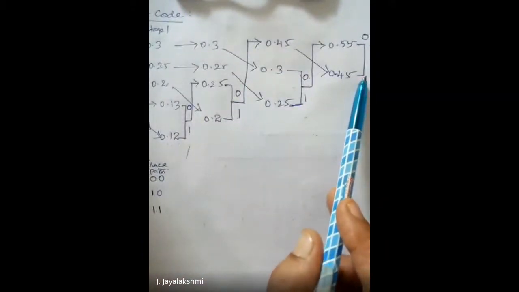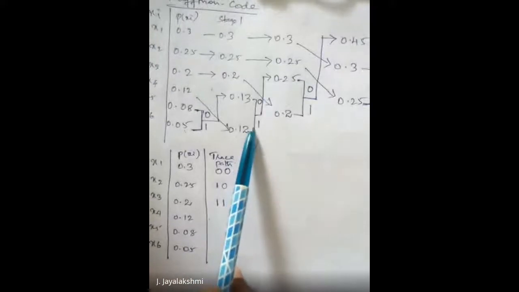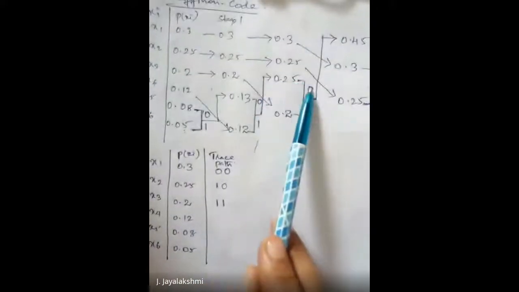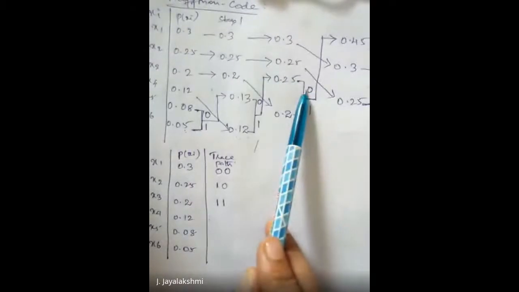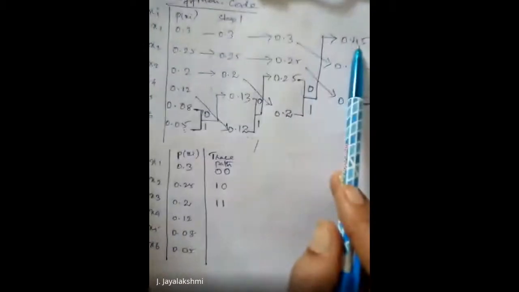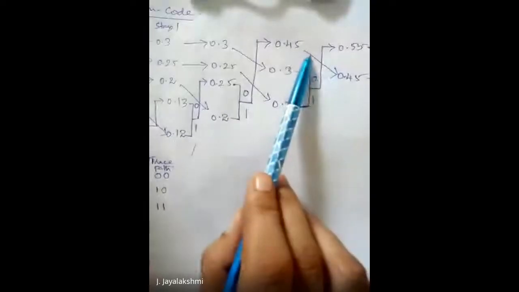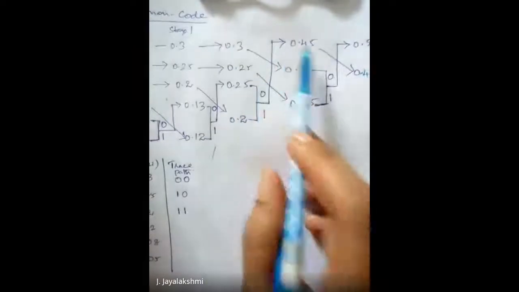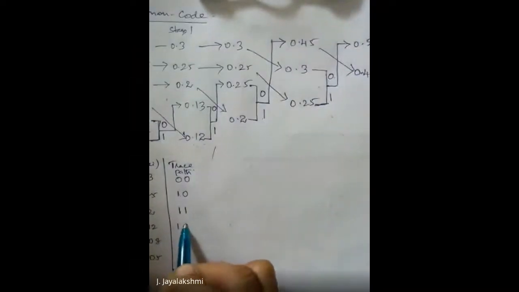Can you get me? How I am getting the path and its code? 0.12 starts here. The first bit assigned to 0.12 is 1, and it results in 0.25. The code assigned for 0.25 is 0, and this results in 0.45, and the code assigned for 0.45 is 1. Okay, so the path for 0.12 is 1, 0 and 1. So it is 1, 0, 1.